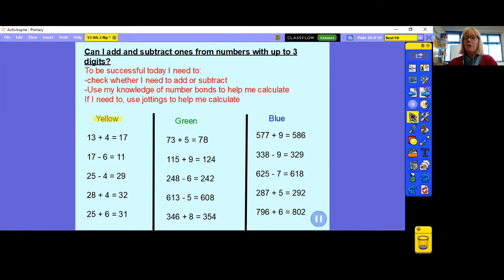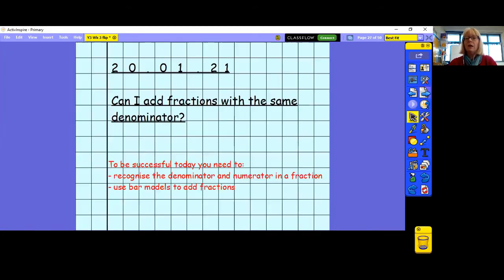Okay, so moving on. Today, we're going to be looking at adding fractions with the same denominator. To be successful today, we're going to need to be able to recognize which is the denominator and the numerator in a fraction, and also to use bar models to help us with our calculating.